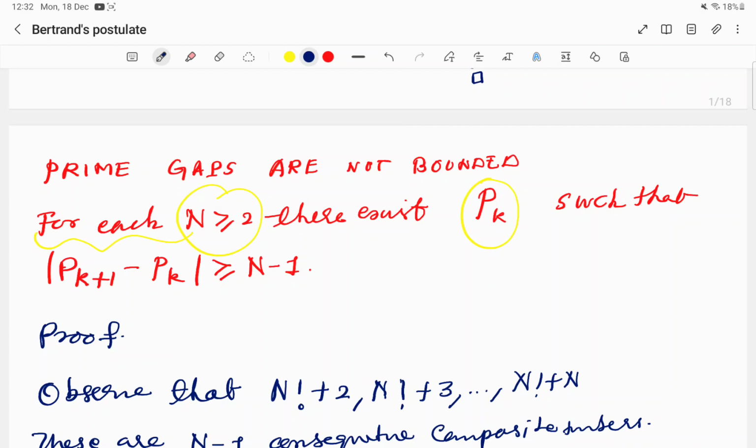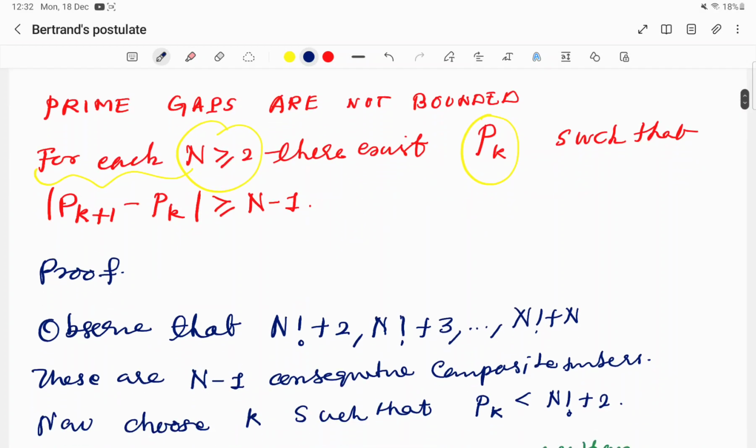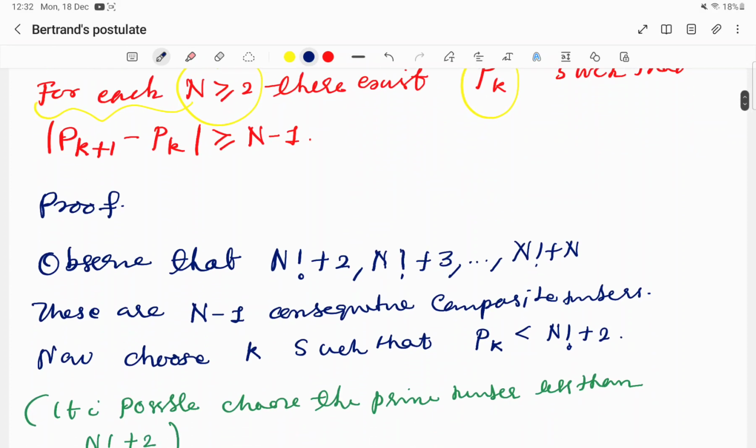So for any given natural number, you will get consecutive primes at least that distance apart. So how do you prove that one? The proof is a constructive proof. It's very easy. We are going to observe something like this.